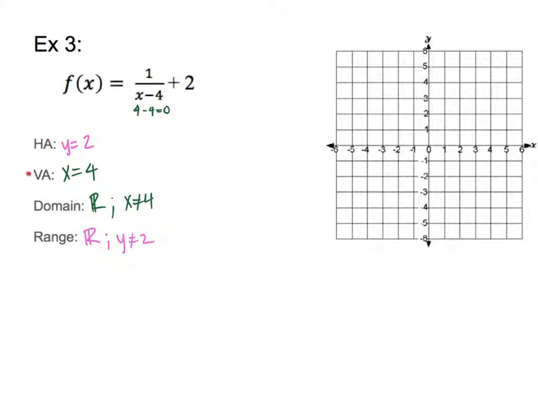So now that I have my asymptotes, I'm going to plot my asymptotes with my dash lines. So x equals 4, so I have a vertical asymptote at 4, and I have a vertical asymptote at 2. So when I make my curve, I start in the upper right-hand corner, and then the left bottom corner, and cave that in.